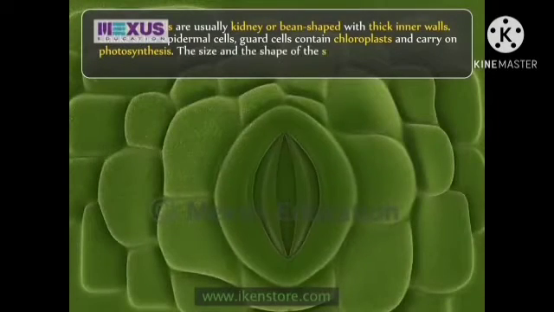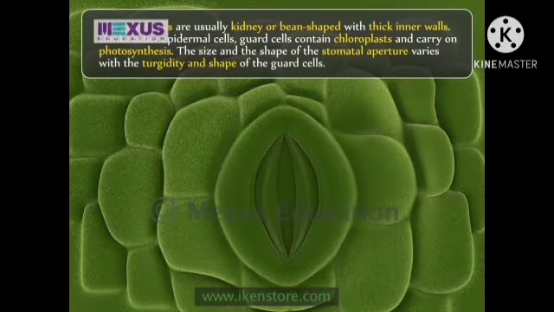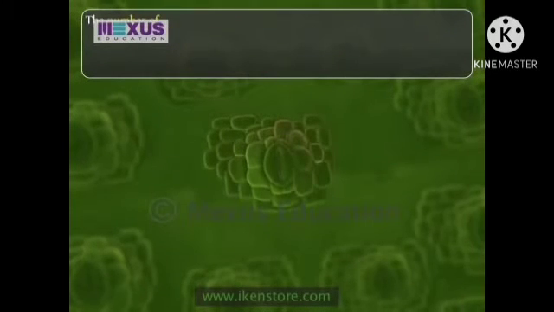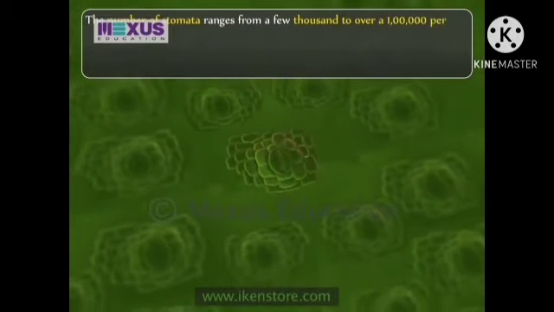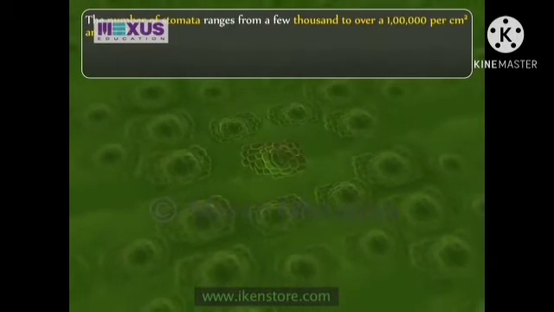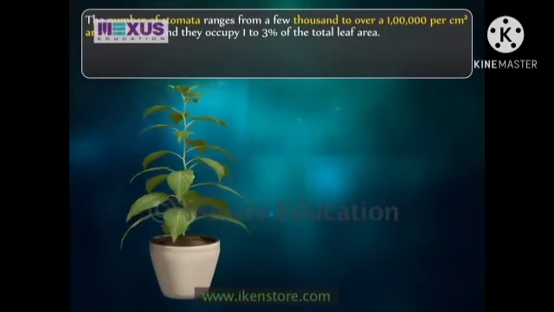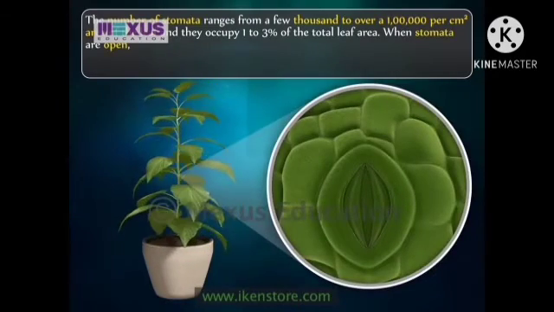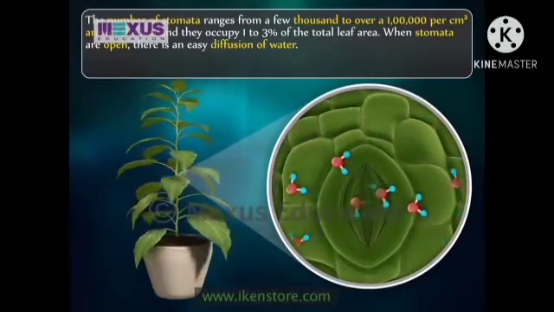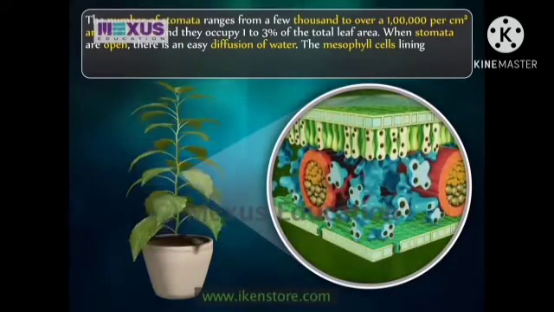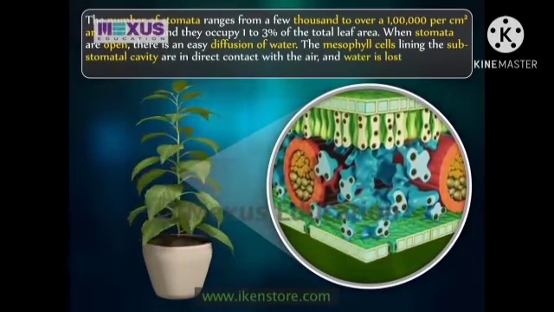The size and shape of the stomatal aperture varies with the turgidity and shape of the guard cells. The number of stomata ranges from a few thousand to over 100,000 per square centimeter area of the leaf, and they occupy 1 to 3% of the total leaf area. When the stomata are open, there is an easy diffusion of water. The mesophyll cells lining the substomatal cavity are in direct contact with the air, and water is lost from their surfaces.